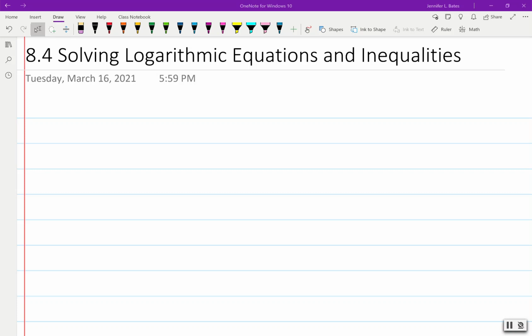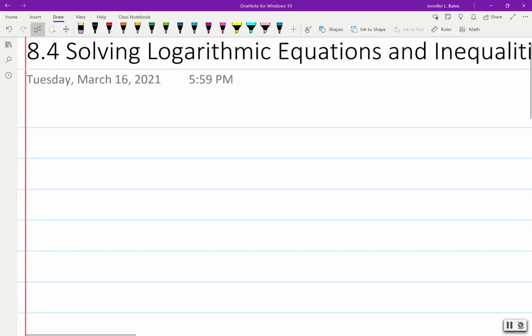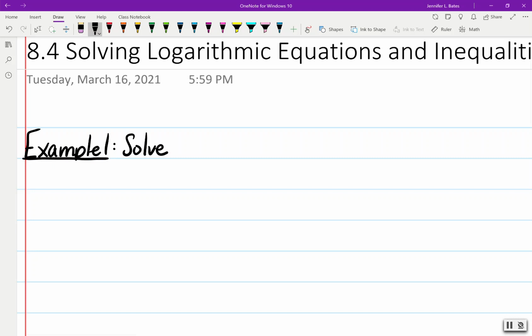Alright, welcome to 8.4, solving logarithmic equations and inequalities. We are going to jump right in and start solving some equations. So let's go ahead, we'll call this example 1. Example 1 says to solve.